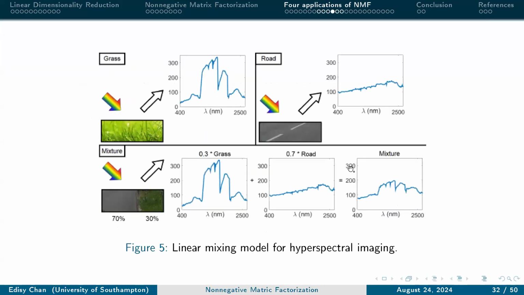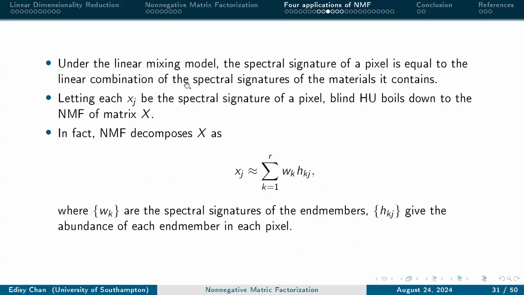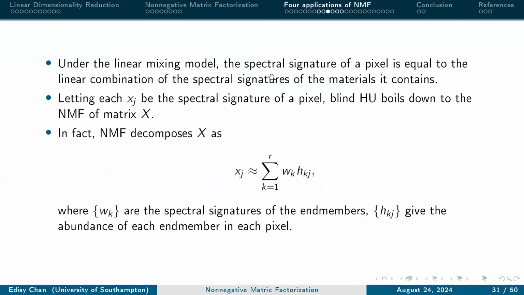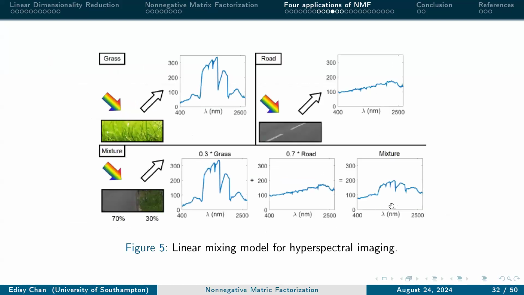Let's look at this picture first. This picture shows you the linear mixing model for hyperspectral imaging. What does that mean? Under this model, the spectral signature of a pixel is just equal to the linear combination of the spectral signatures of the materials it contains. You can see here, if that pixel contains 70% road and 30% grass, then we just take the linear combination of the spectral signatures of both of them, and then we get the end result.